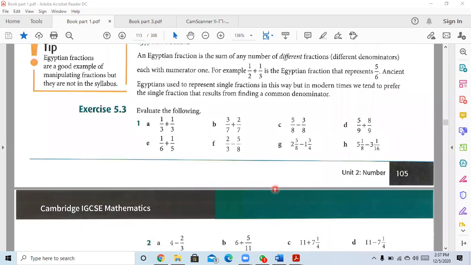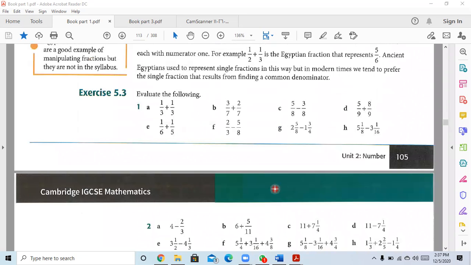Okay, now here we have all the parts. First of all, I will solve for you. The first questions are easy, so I solve any difficult question. Let's suppose let me solve H part or G part. Okay, so G part, first thing in minus. First you convert this: 8 multiplied by 2, 16 plus 5, that is equal to 21 by 8. So I write here 21 divided by 8. Okay, now here minus: 4 multiplied by 1, 4 plus 3, 7.